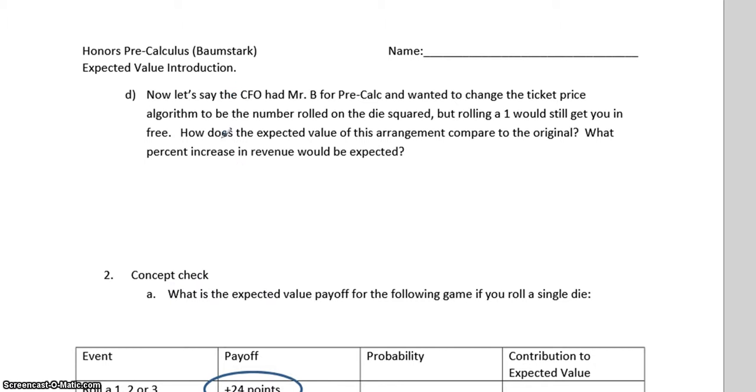So now for section D, question D, we're just saying let's change the game. The CFO wanted to change the ticket price to be the number on the die squared, but rolling 1 would still get you in free. And let's take a look at how the expected value of this arrangement would compare to the original. I'm going to go ahead and complete that and then just show you the answer, and we'll talk through it quickly.